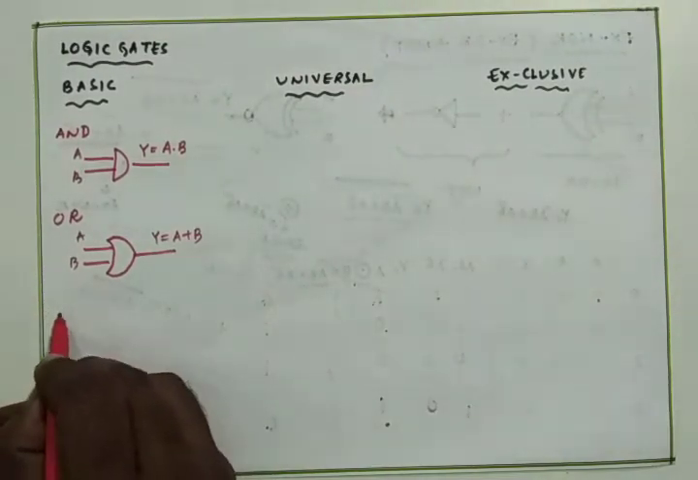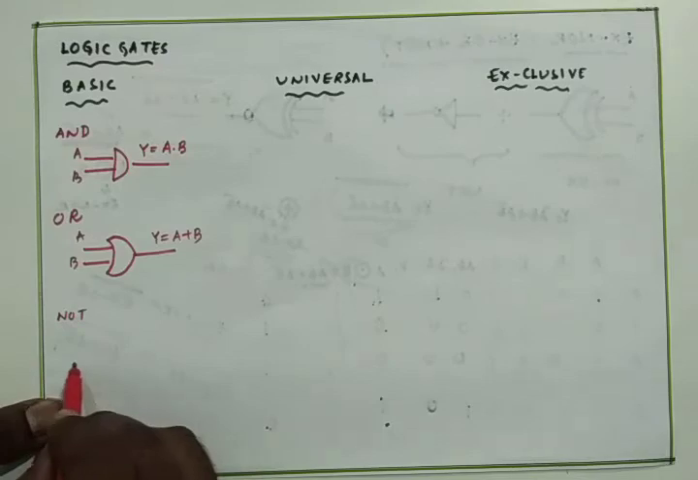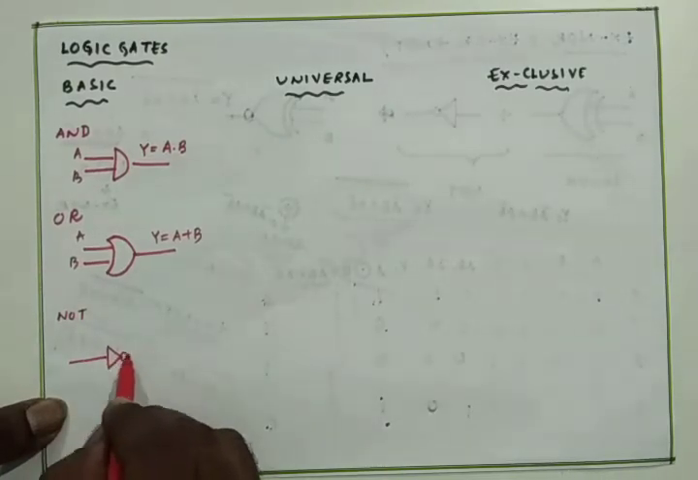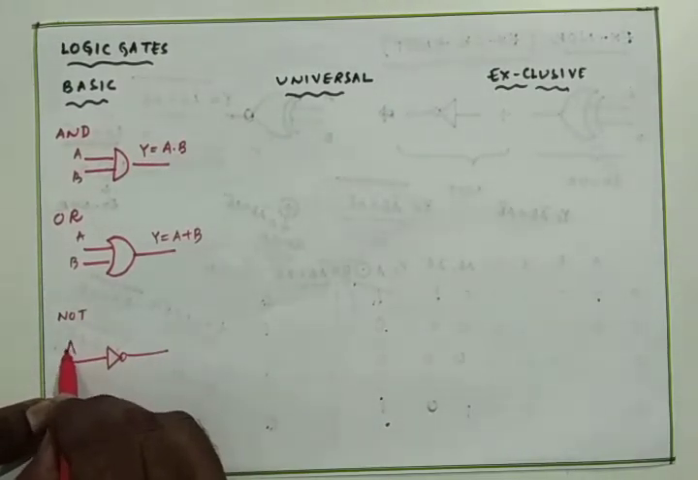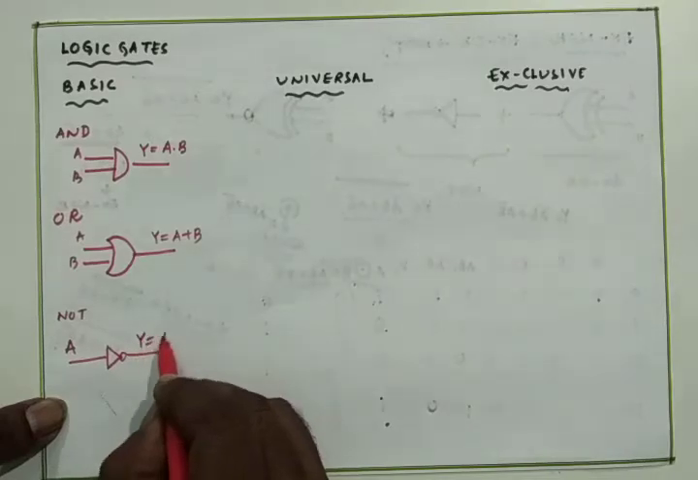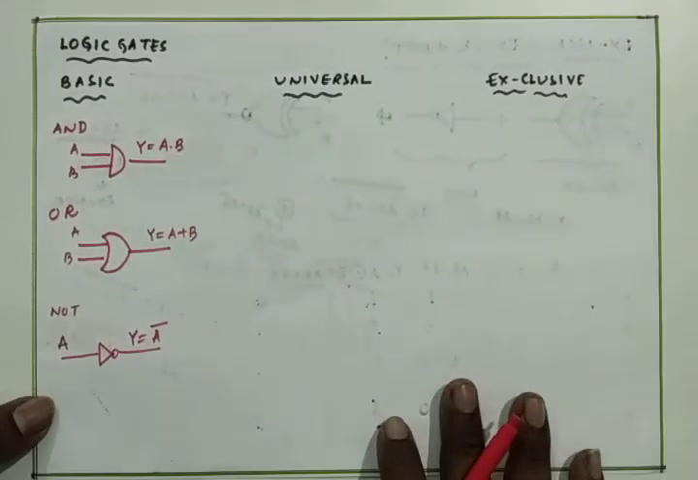The last gate is what? It is the NOT gate. The NOT gate simply makes the complement of the input signal. If the input is A, the output will be A bar. The truth table we have studied.